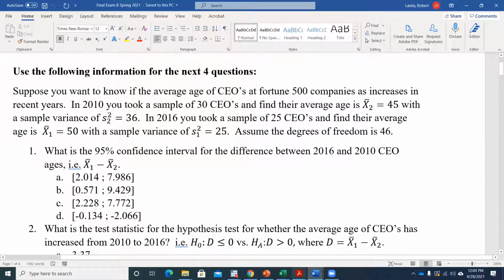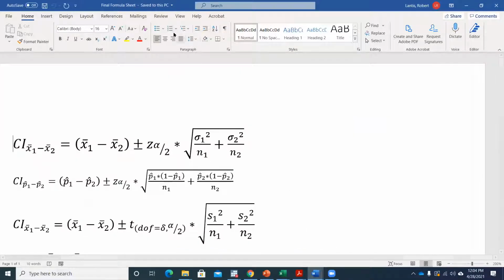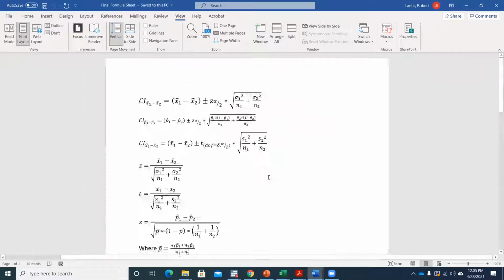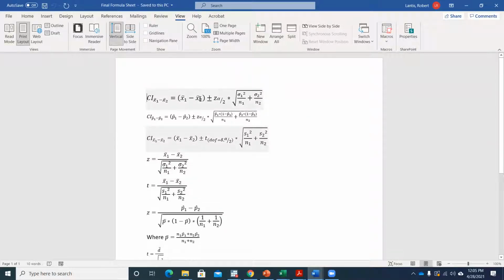Anytime we only have sample variances, as a reminder, if we go to that formula sheet, you probably don't need to have it zoomed in this much. There we go, so we can see everything. We've got 3 different confidence interval equations and 3 different test statistic equations here, and we're looking for the difference in means, but we don't have population variances, we only have sample variances, okay?